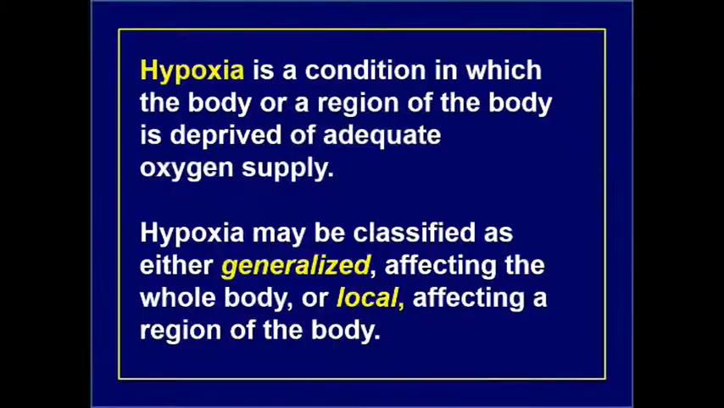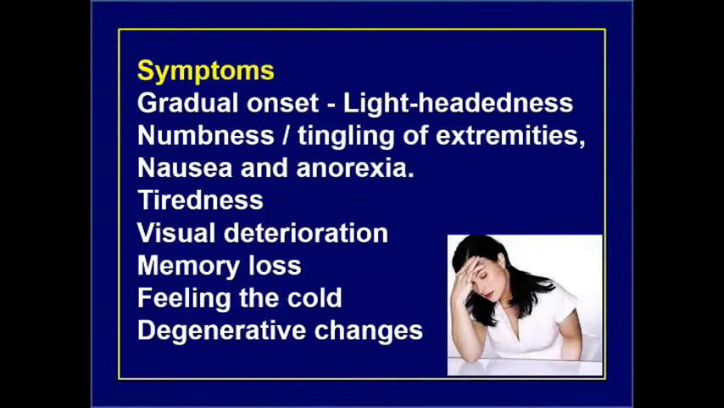So hypoxia is a condition in which part of the body or region is deprived of adequate amounts of oxygen. It can be generalized or local. Symptoms, if it's a gradual onset, maybe feeling a bit light in the head as if you're climbing a mountain, numbness or tingling of the extremities, nausea, tiredness, visual deterioration, memory loss, feeling the cold.